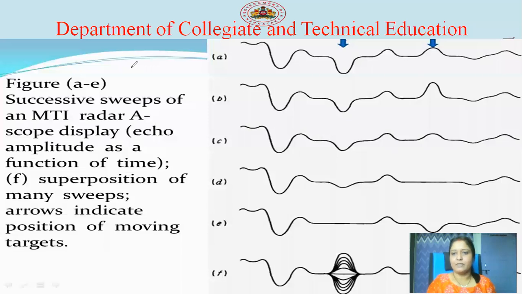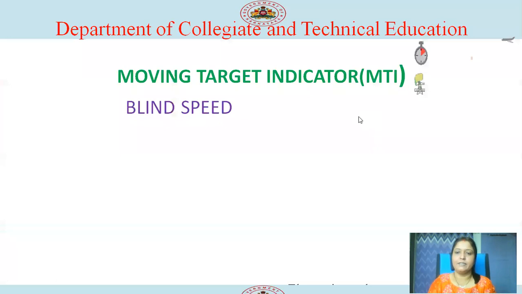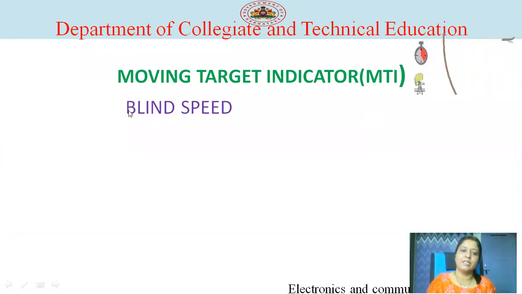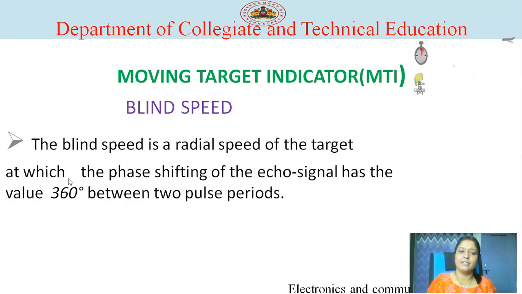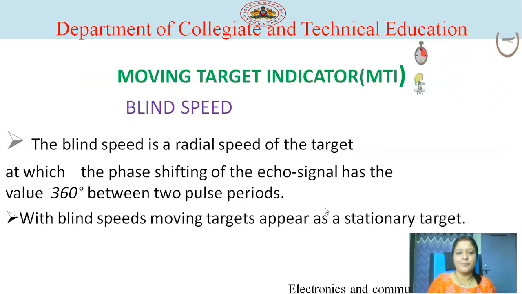Now, that is one of the major limitations of the moving target indicator, and that particular speed with which the target is moving is called the blind speed. Where the phase difference is 360 degree, that is called the blind speed. With blind speeds, a moving target will appear as a stationary target. It is unable to detect whether it is moving or stationary; it will mark it as stationary only.